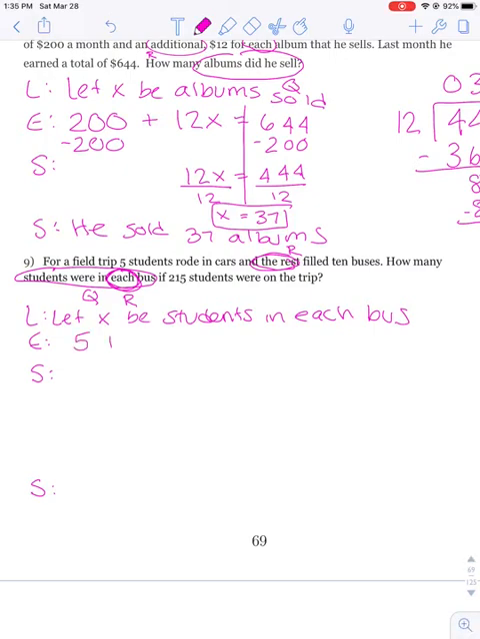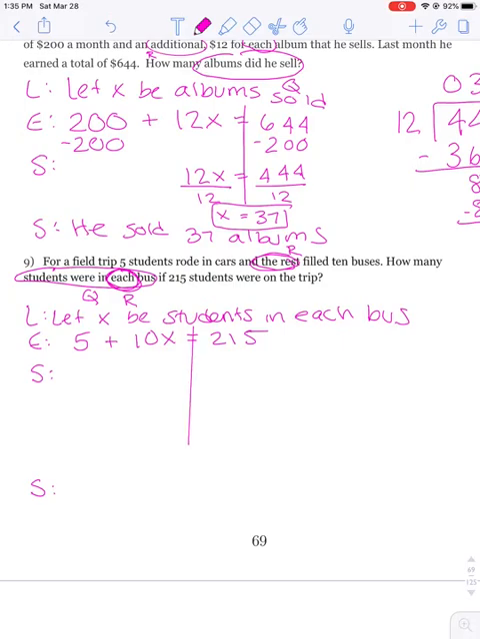My equation, 5 students rode in cars, so they have nothing to do with the buses. So it's going to be 5 plus the number of students that were in the bus. There are 10 buses, and we don't know how many students were in each of those buses. But I can write that as 10x, because X is the amount of students in each bus times 10 buses. And then that's going to be a total of 215 students. If you need to fix up your equation and resolve it, please pause the video and redo the rest of the problem. Come back when you're ready to keep going.